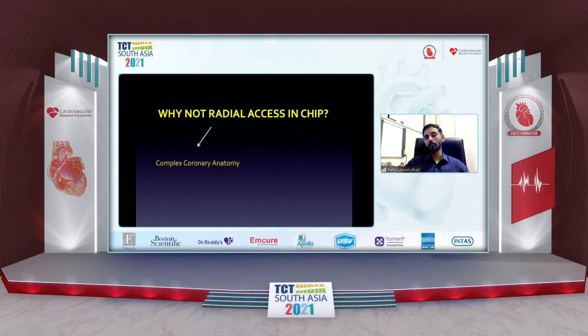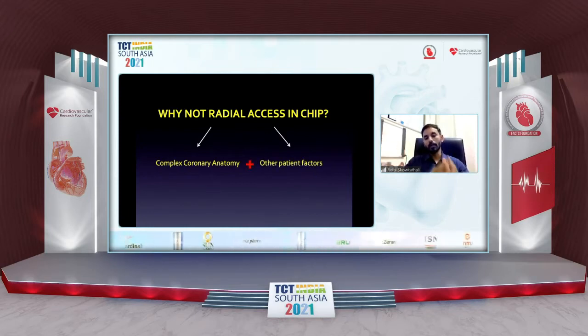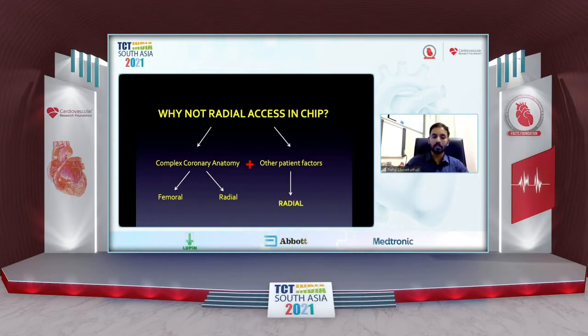I think we should probably think of radial as the first choice in most of these CHIP PCIs. When we talk about CHIP, we talk about either complex coronary anatomy or patient factors. If complex coronary anatomy is the issue, then you can consider femoral, but I think most of the time we can get away with radial. But if you have other issues like LV dysfunction and so on, you should go for radial straight away, even if it's a CHIP PCI.